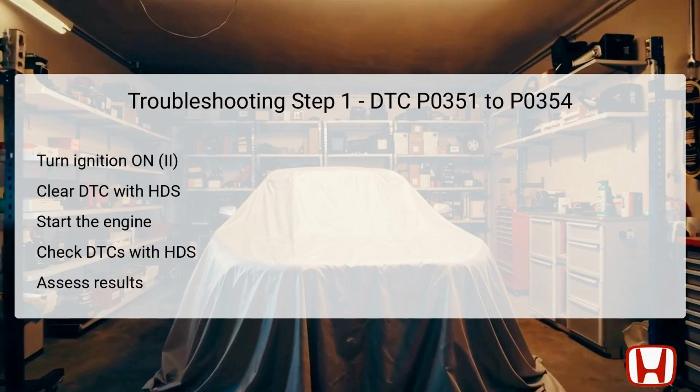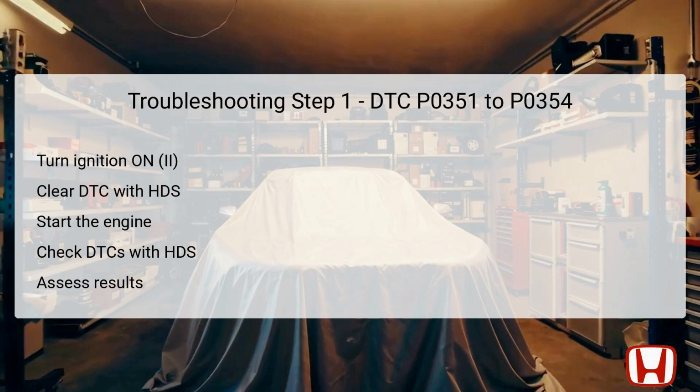The first step in troubleshooting these DTCs involves verifying the problem with a structured approach. Begin by turning the ignition switch to the ON position, which powers the electrical systems of the vehicle without starting the engine. Next, use the Honda Diagnostic System, HDS, to clear any previously recorded DTCs, thereby resetting the system. After this, start the engine and again use the HDS to check for any pending or confirmed DTCs.